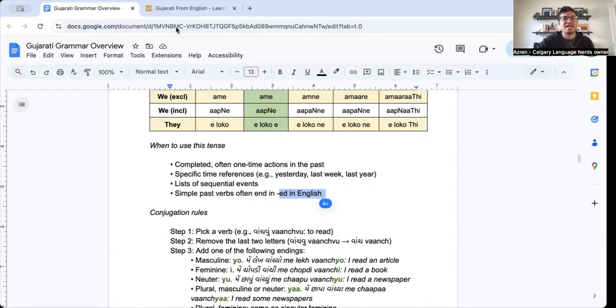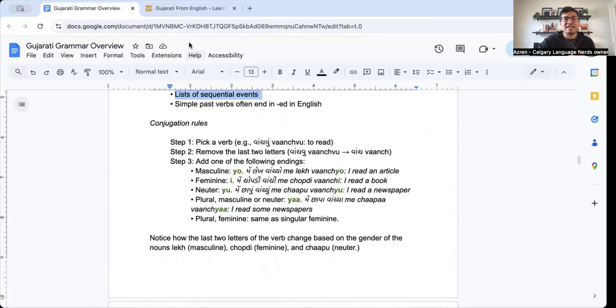Sometimes we have specific time references in the sentence. Yesterday, last week, last year, something that tells us specifically when the action took place. Also for lists of sequential events. So if we know that action 1 happened, then action 2, then action 3, that list of events is probably going to be all in the simple past tense. The conjugation rules, again, I know we're moving relatively fast. We're just doing a big overview.